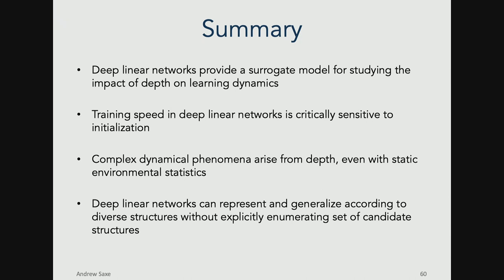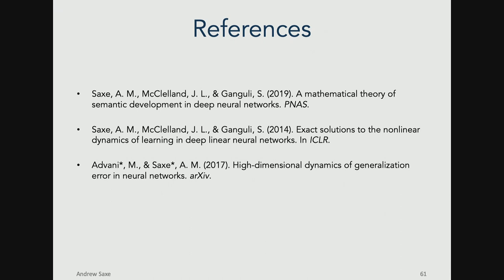Another phenomenon which I find quite fascinating is the complex phenomena that came from depth alone, even with completely static data sets. With that hierarchical structure example, the data set is fixed. You draw it, that's all you ever see. And yet you see this unfolding progression where it elaborates out different layers of the tree structure in these quasi-stage-like transitions. And the final point I'll make is that these deep linear networks can represent and to some extent generalize according to these diverse structures, even though you never had to explicitly enumerate the candidate set of structures, which I think is a very powerful idea and may go some way to explaining the success of deep networks in diverse contexts.